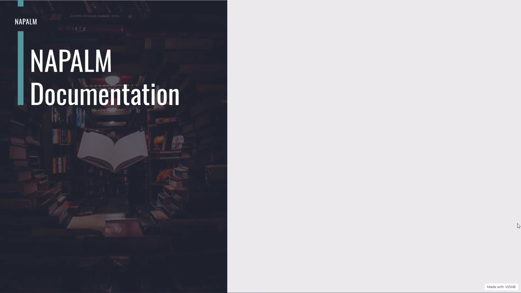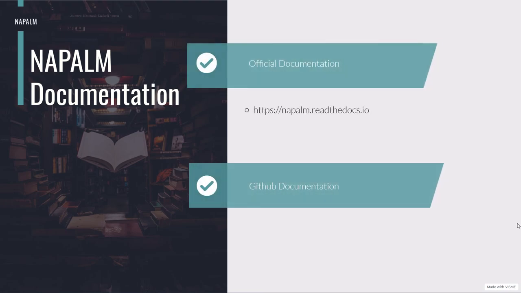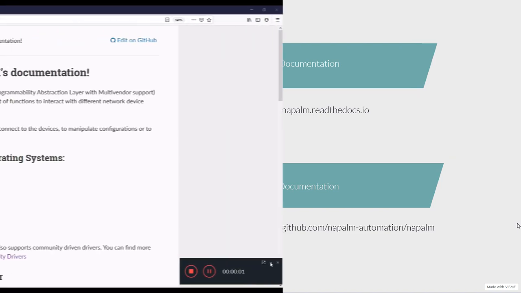Finally, we are going to see the official NAPALM documentation. For NAPALM, we have two sources of documentation. One is the official page called napalm.readthedocs.io, and the other is the page where the project is located. Let's see both of them.